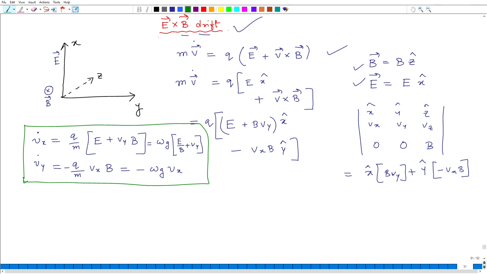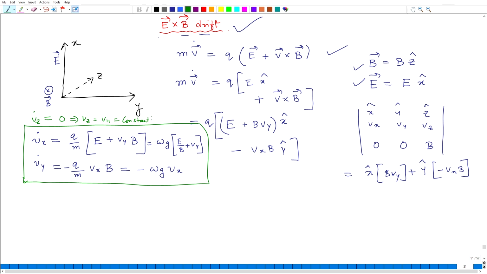What about v z? I simply write v z dot is equal to, once again, is there any force? Of course, you see there is no force. So, again this is 0. So, v z, which is v parallel, is equal to constant in this case as well.